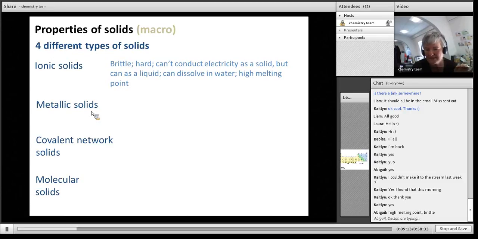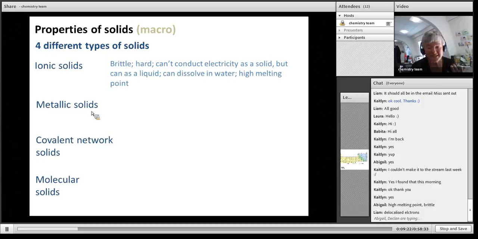So Abigail and Declan are typing. And quite a few of you are typing. Okay, delocalized electrons. Now Liam, correct, but that is the theory part. So we're looking just at the overall properties, so what you can see. You can't see delocalized electrons. We use that idea to explain what we can see. So I'm just focusing on what we can see, but otherwise you're on the right track for the explanation.